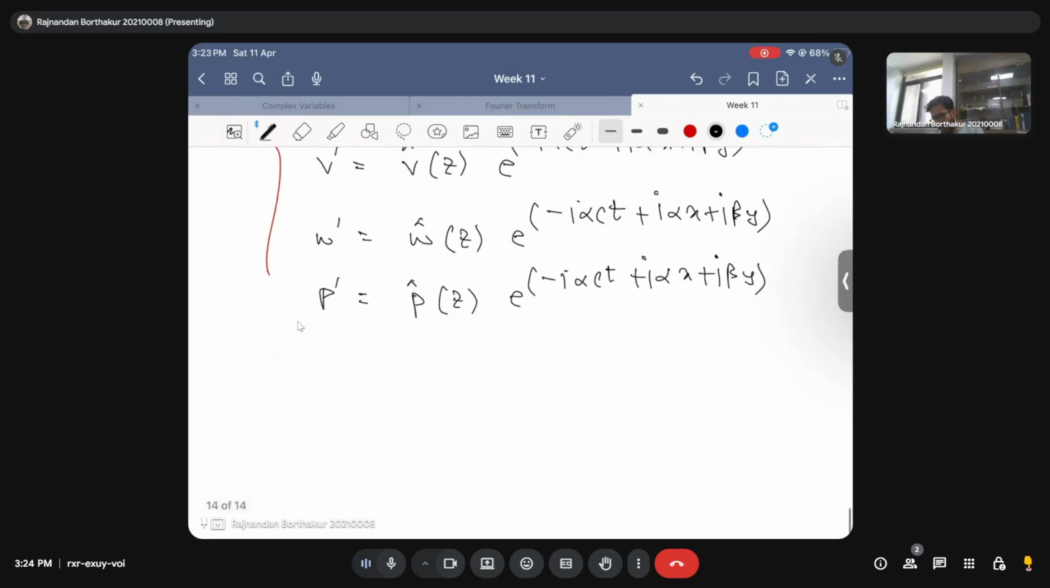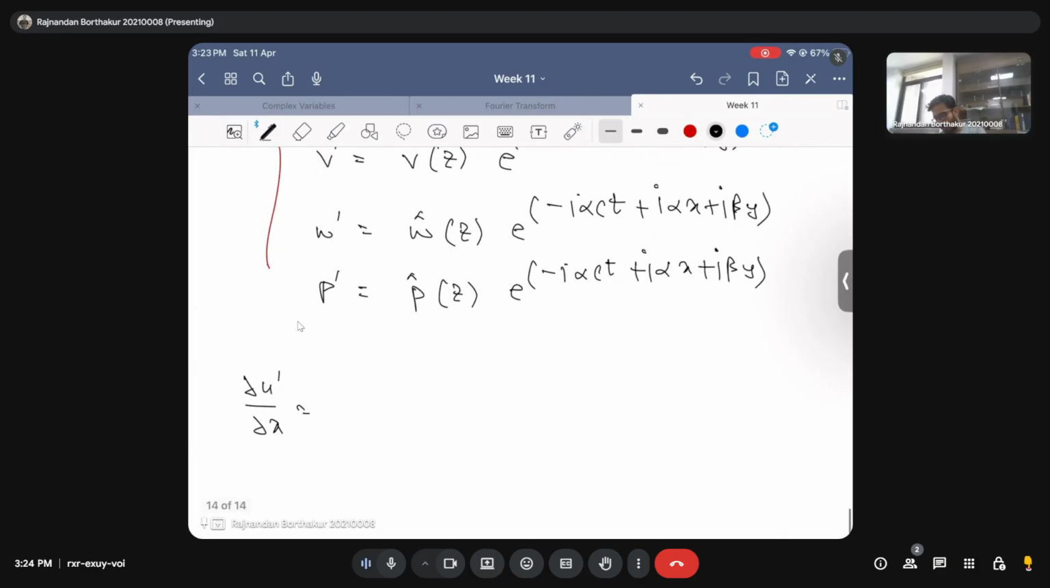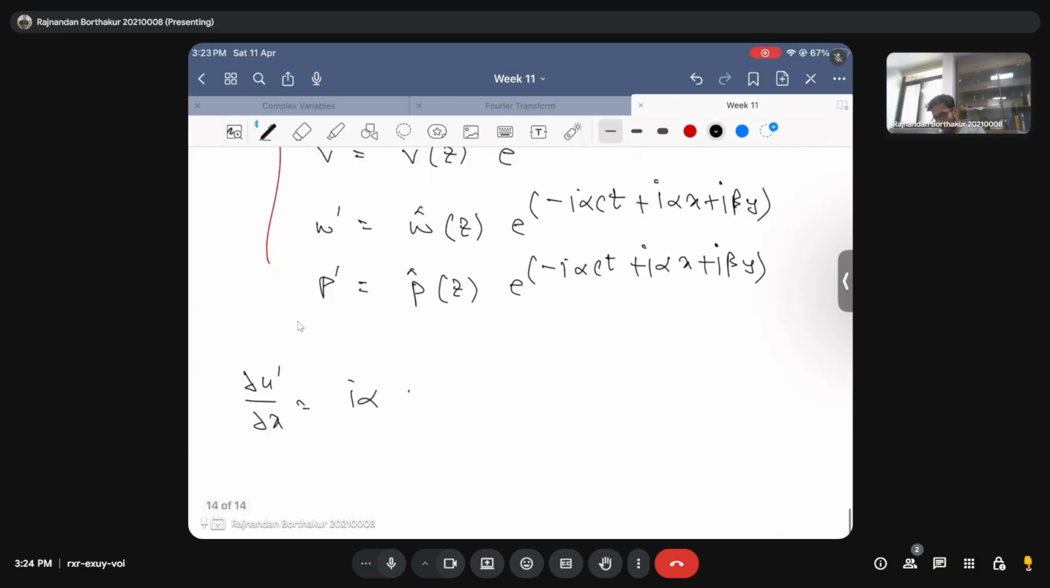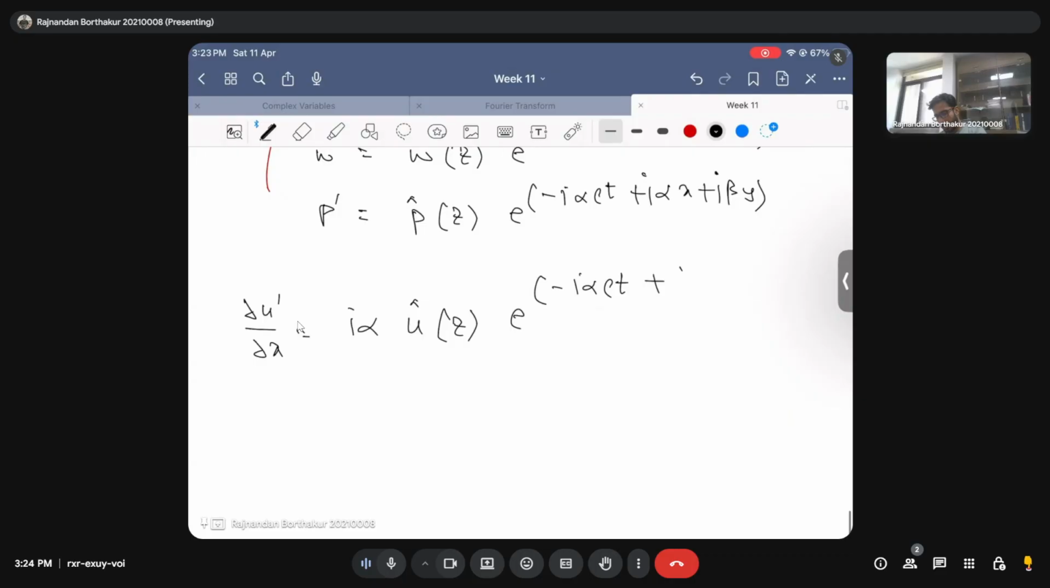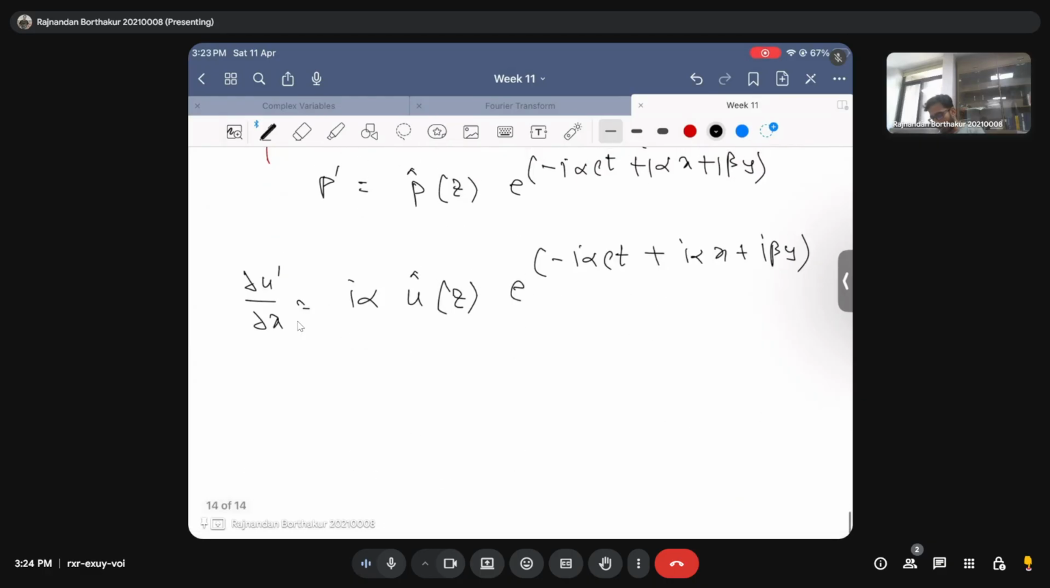Then I hope you understand that del u prime by del x would be just i alpha times u hat of z, e power minus i alpha ct plus i alpha x plus i beta y. Similarly, you can also calculate what is del v prime by del y. This will exactly be equal to i beta v hat of z e power minus i alpha ct plus i alpha x plus i beta y.